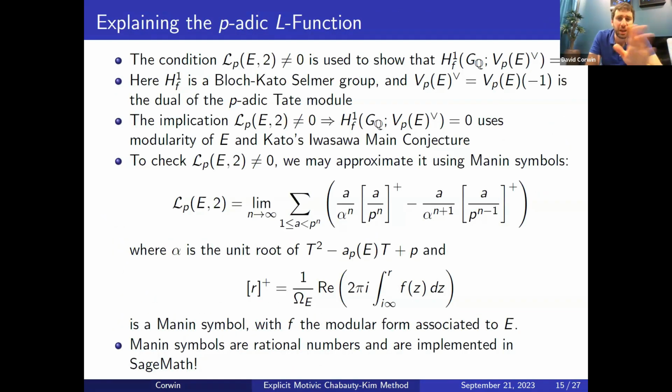I won't get into this slide, but the point is there's some Iwasawa theory relating this condition about the p-adic L function to the vanishing of some Bloch-Kato-Selmer group. So if you just look at the very first line of this slide, this condition of non-vanishing of the p-adic L function is used to show vanishing of a certain Bloch-Kato-Selmer group. Great, which is basically some sort of Galois cohomology with local conditions.